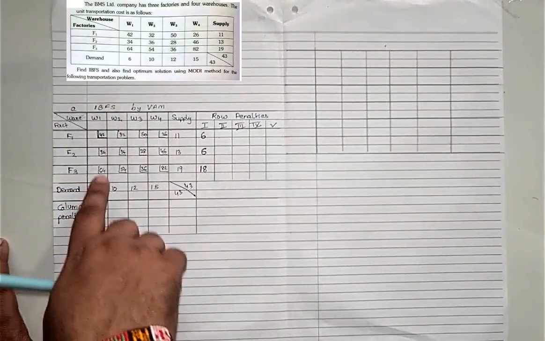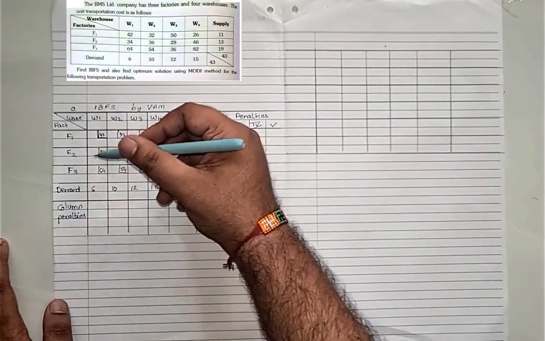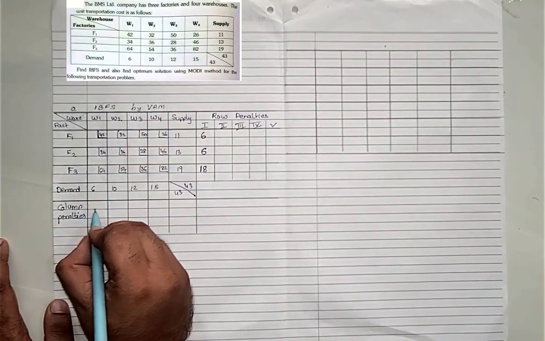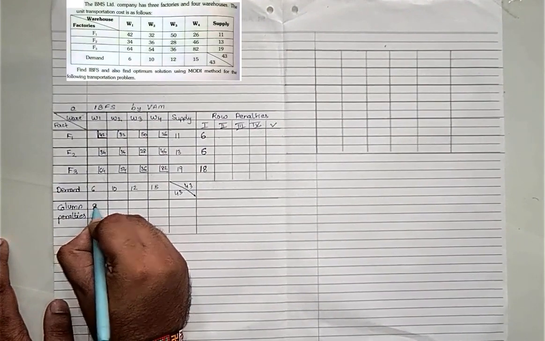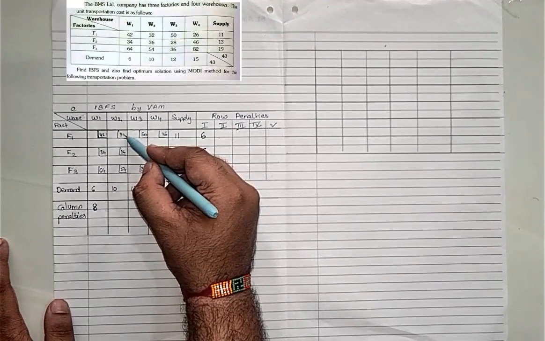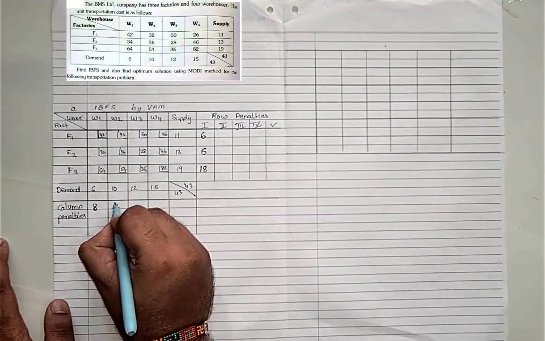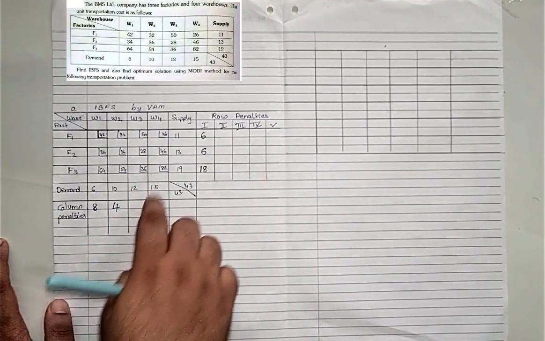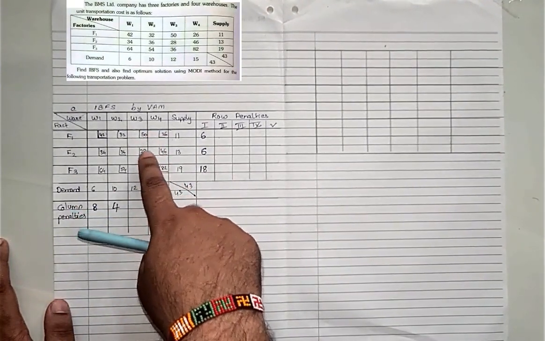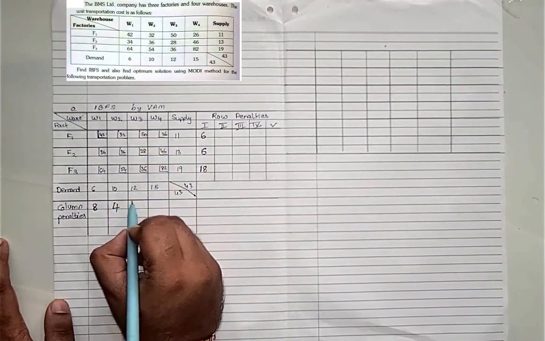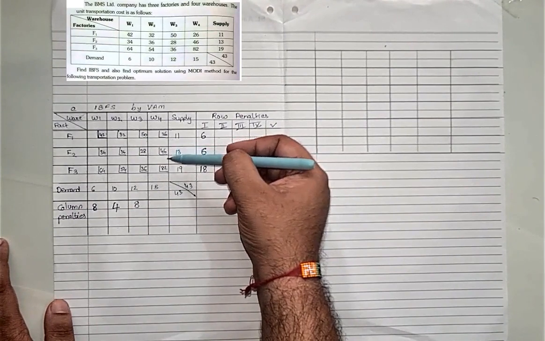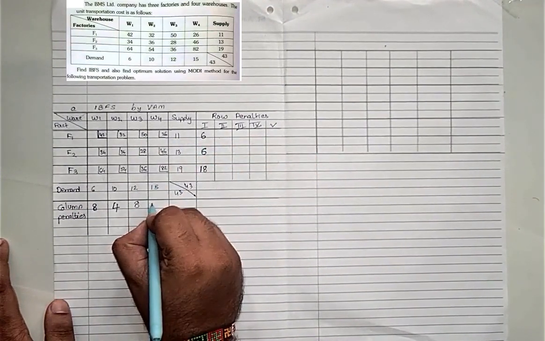Now in the same way we start with the column side. In W1 the two lowest values are 34 and 42, so when you subtract we get 8. Next, 36 and 32; when you subtract, we get 4. The next lowest, 28 and 36, so 36 minus 28 is 8. And lastly, 26 and 46, the value is 20.